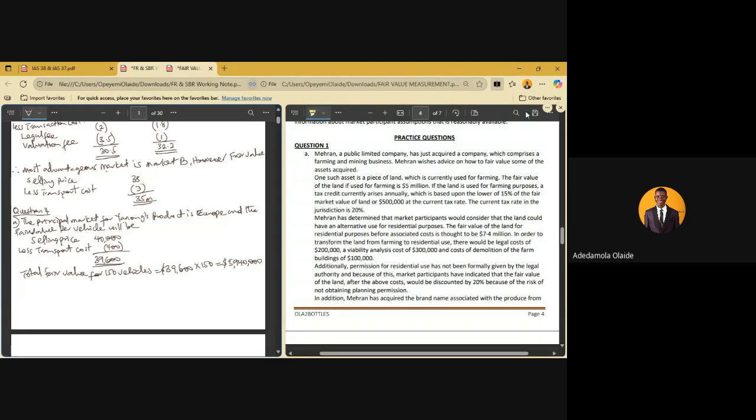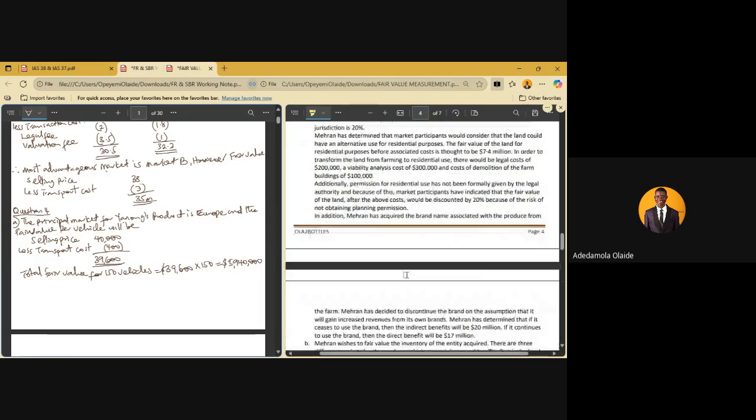Additionally, permission for residential use has not been formally given by the legal authority, and because of this, market participants have indicated that the fair value of the land above the cost will be discounted by 20% because of the risk of not obtaining planning permission.